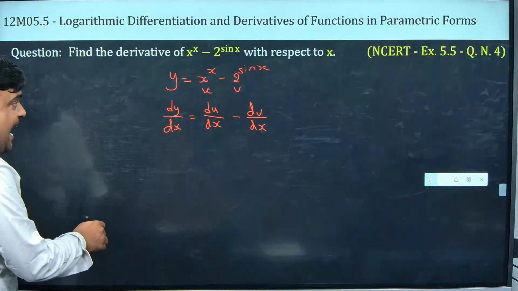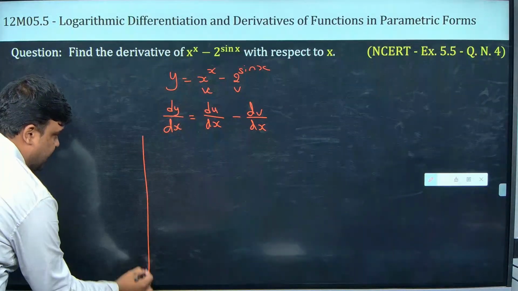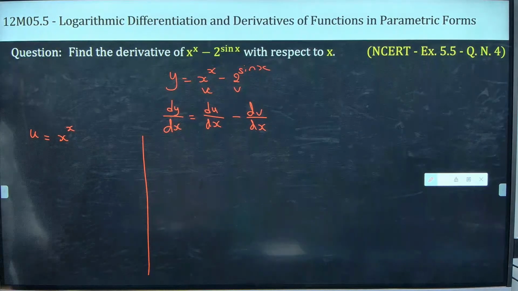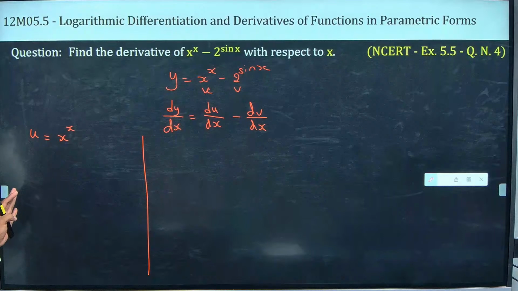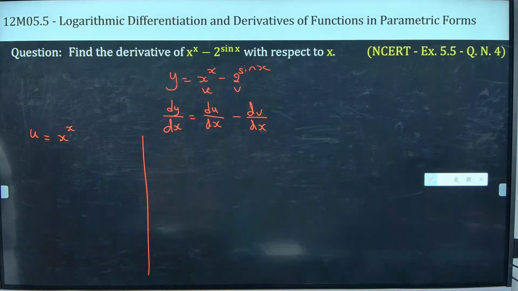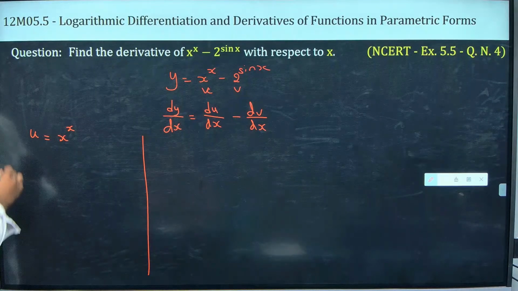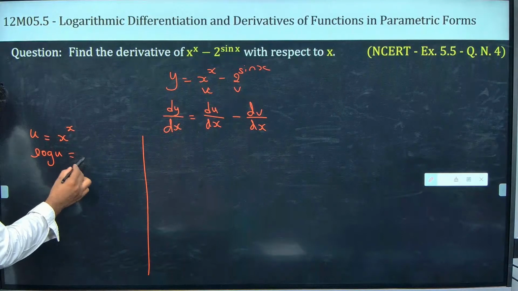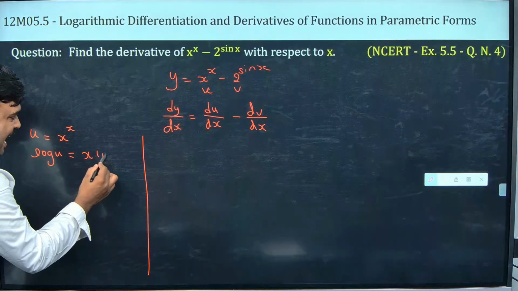So that's what we are going to do. So to do that, I am going to separate the columns. How am I going to take it? x power x. Now how to differentiate x power x? Take log on both sides because this is a function of the form f of x to the power of g of x. So I will take log on both sides. So log u is equal to x log x. Correct?